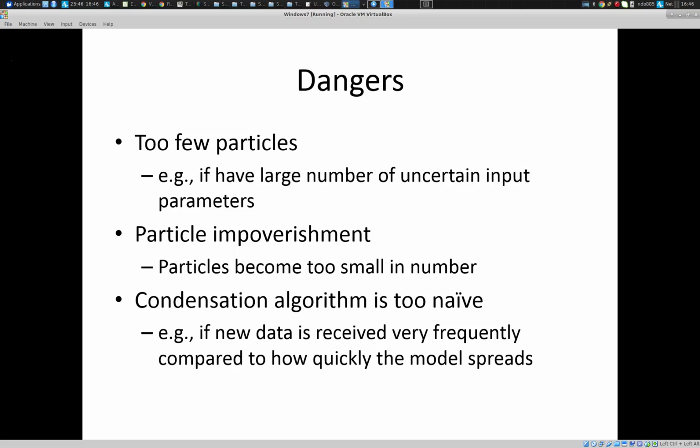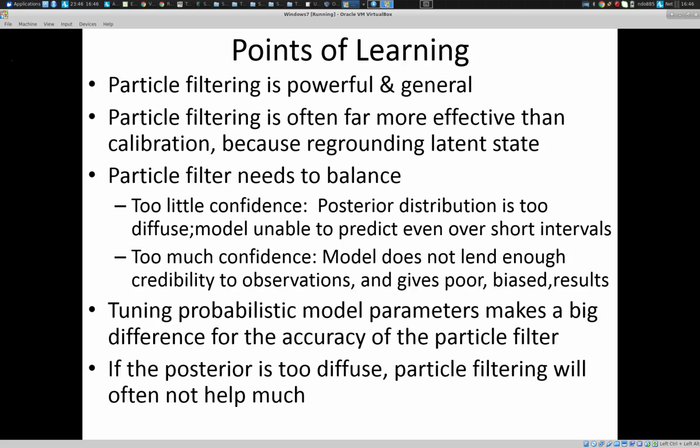So this is not a magic technique. It has its limitations. There can be too few particles. There can be what's called particle impoverishment, where there's not enough disparity in particles. We haven't actually had too much problem with either of these. We run it with 1,000 to 10,000 particles. It does fine. And I think with something like 5,000 particles, you can run this particle filtering in about half an hour or so with your model. Condensation algorithm, we also haven't had too much problem like that.